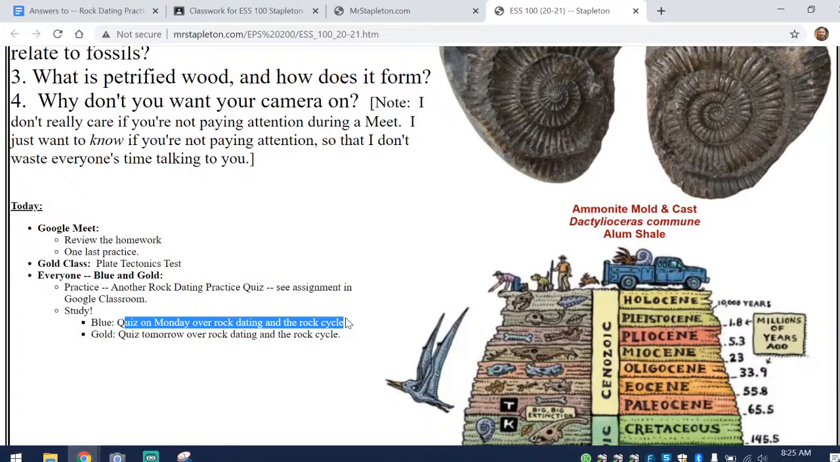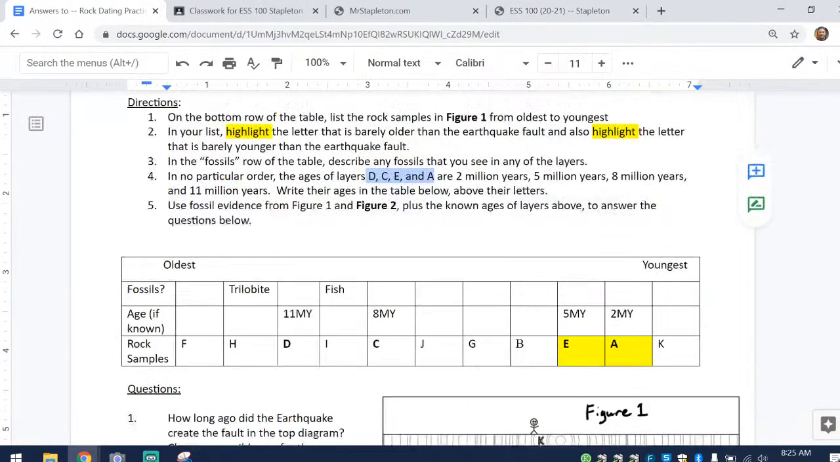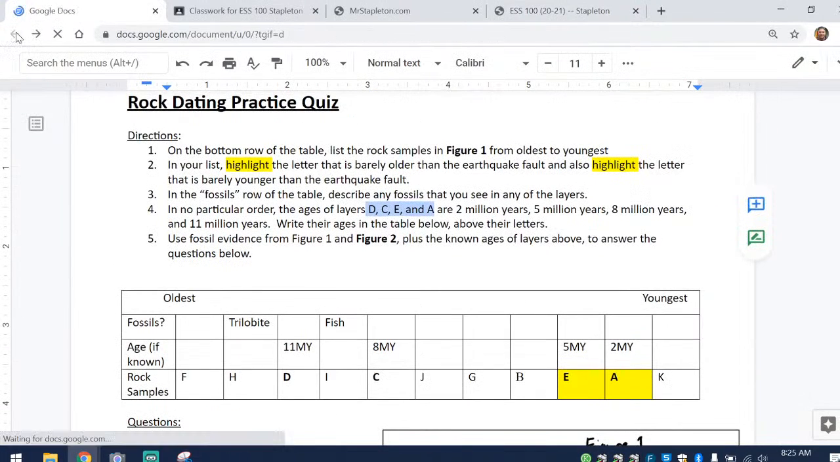So you two are going to have a quiz on Monday over rock dating and the rock cycle, except Tommy, you don't have to do the rock cycle part, because you got that taken care of on Tuesday. People in here, you're going to have both kinds of things on the quiz. So if you two want to go, you can. I just want to show the people in here one more thing. Oops, those are the answers.